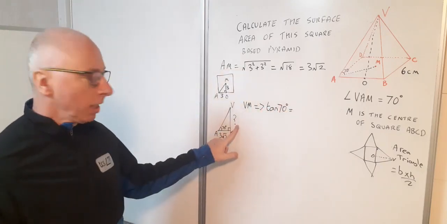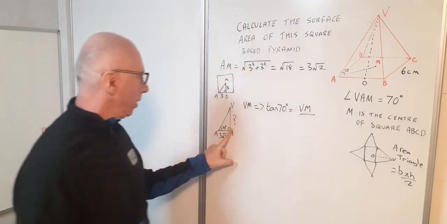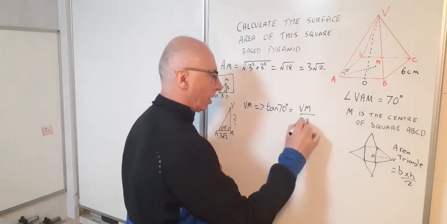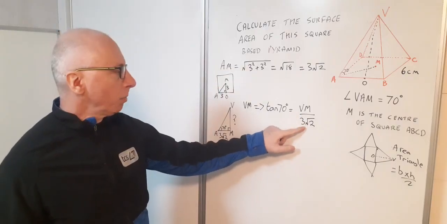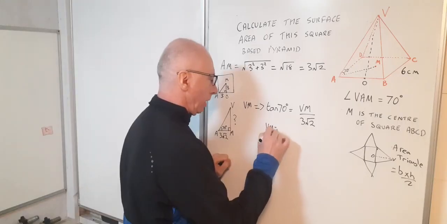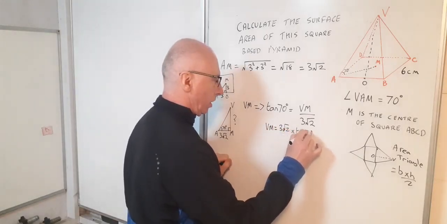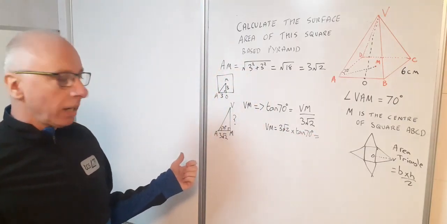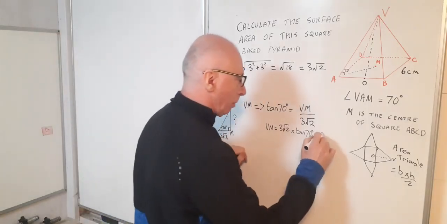equals opposite, so that's VM, over the adjacent, which is AM, which is 3 root 2. Okay, so now to calculate VM, I just multiplied both sides by 3 root 2. So therefore VM equals 3 root 2 times tan 70 degrees. So if I put that into my calculator, I should get 11.657 to 3 decimal places.